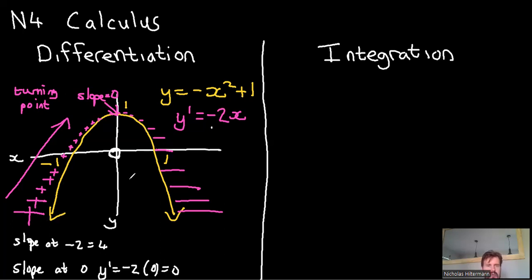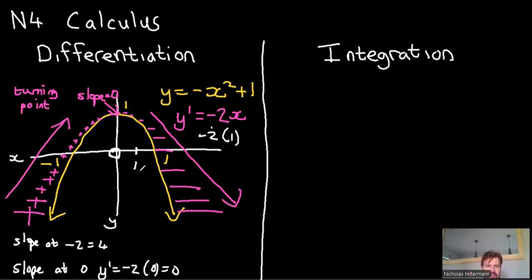Okay, and then what happens when we go past 0 is it starts to become negative. Well, let's say we put the value of, say, 1 over here and try and find out the slope. Well, minus 2 times 1 is minus 2, and that's right because it's going downwards. So what we have here is a tool. The differentiation gives us a tool to find the slope at any point on the graph.